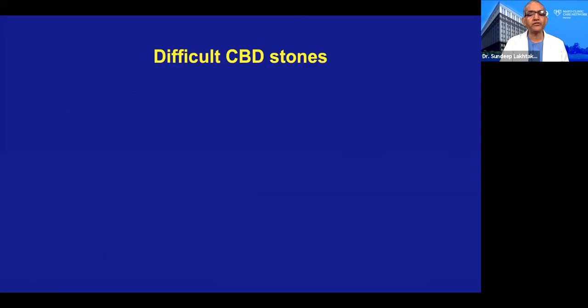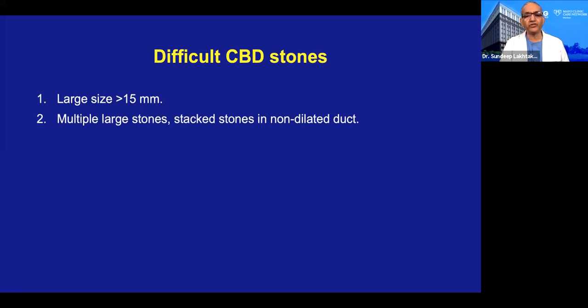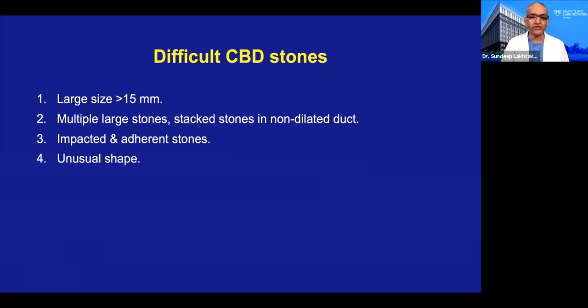But difficult CBD stones has several definitions, and many of them can be encompassed in this category, which also includes large CBD stones, or multiple large stones stacked one above the other in a non-dilated duct, hence difficult to remove by standard ERCP methods, or a stone which is impacted or adherent, or a stone which has a very unusual shape. Especially the square-shaped stones are very difficult to remove. The ones which are smooth and round are much easier. Stones located above a stricture, even a small stone, can also cause a problem. And how to tackle that, we can discuss.